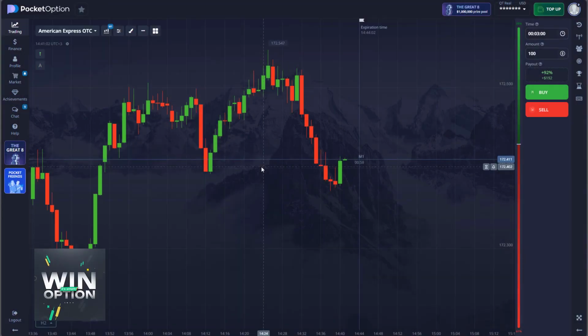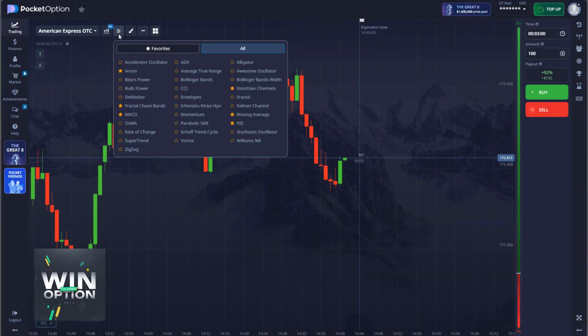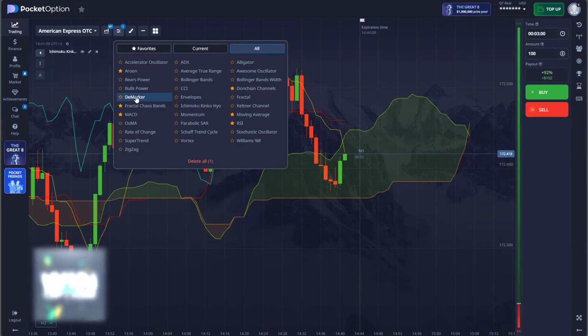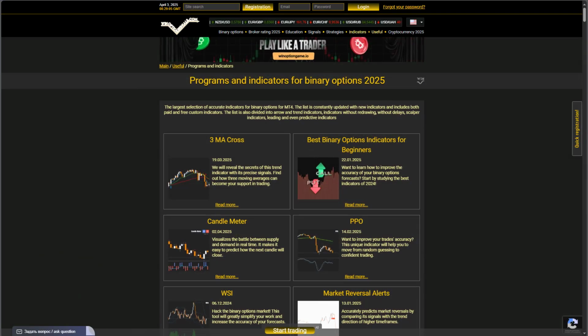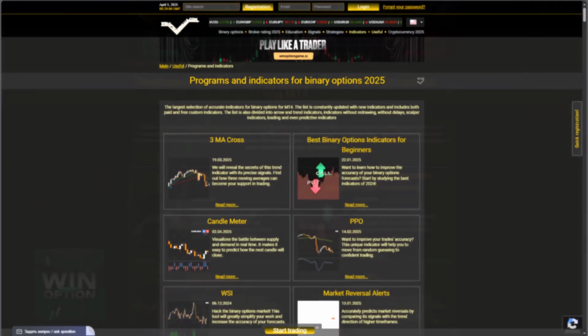Hello everyone. The binary options broker Pocket Option has a modern and multifunctional trading platform with a large number of professional trading tools. Among them, a special place is occupied by indicators, many of which you have probably already become familiar with on the pages of our site.